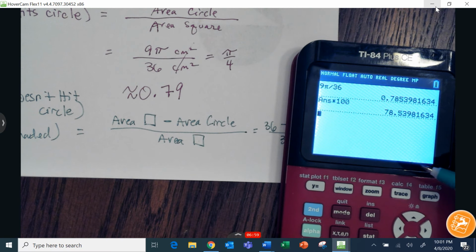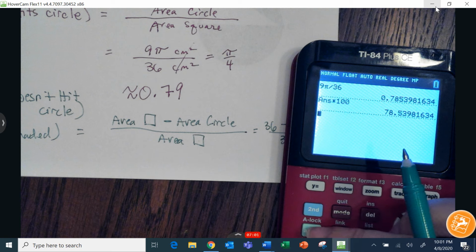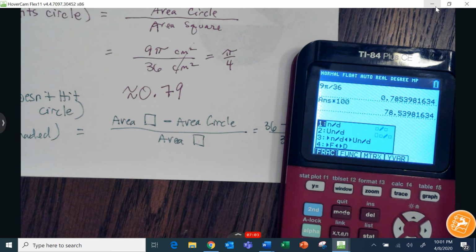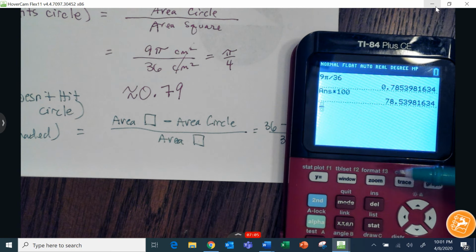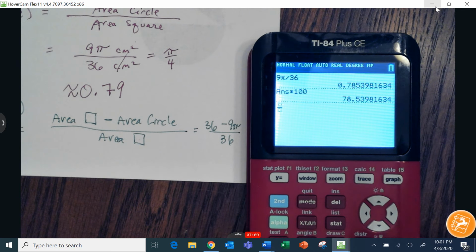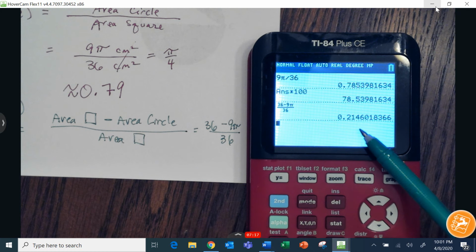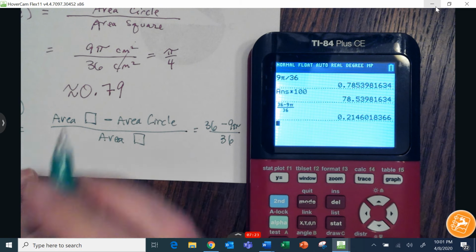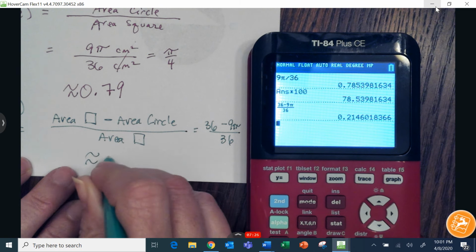Remember, if you have these new calculators, if you hit alpha y equals, and then enter, you get a fraction. Makes it a little bit easier to type things in correctly. 36 minus 9 pi over 36. And that equals 0.21. We look at the 4, it says don't round it. So 0.21.